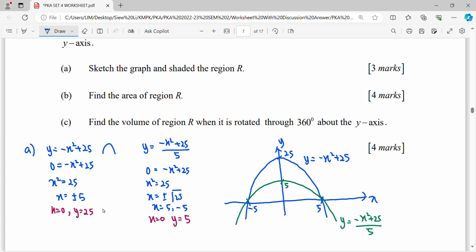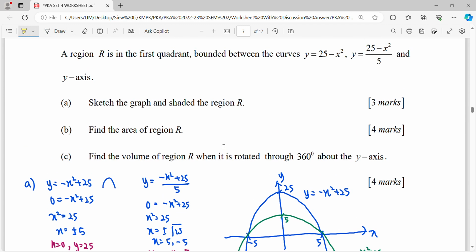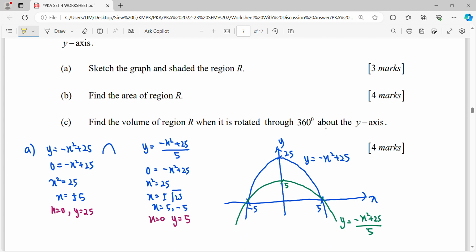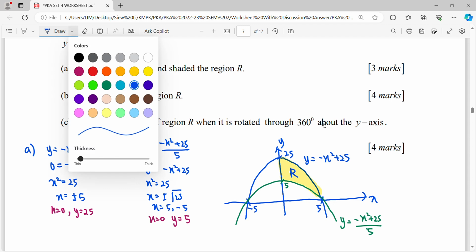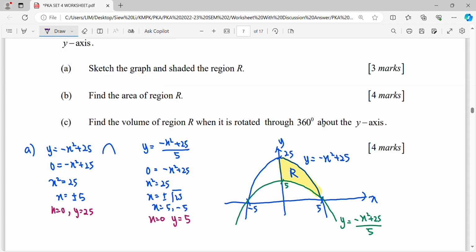So the next one we need to identify the shaded region R, bounded by the two curves and the y-axis, in quadrant 1. So this is the region that we want. Once we shade it, we need to label it as region R. So that will be our first part. Then we go on to part B.